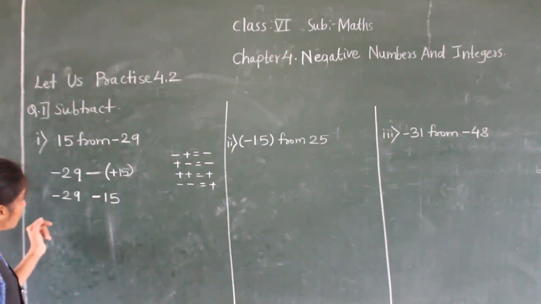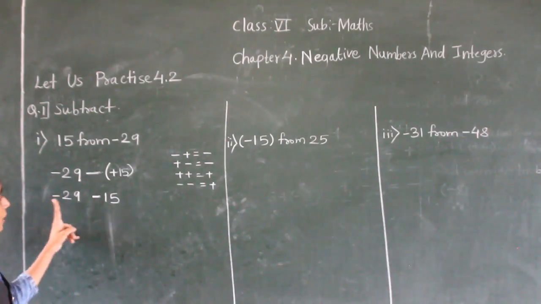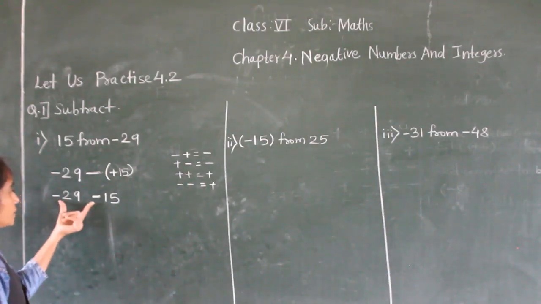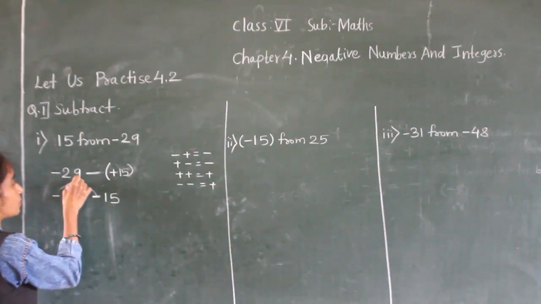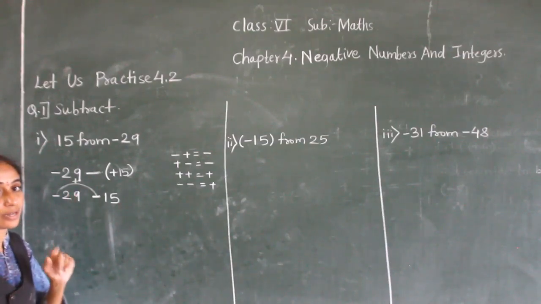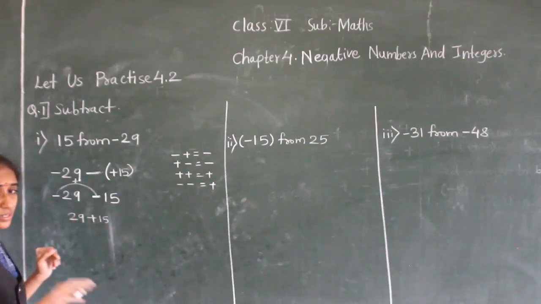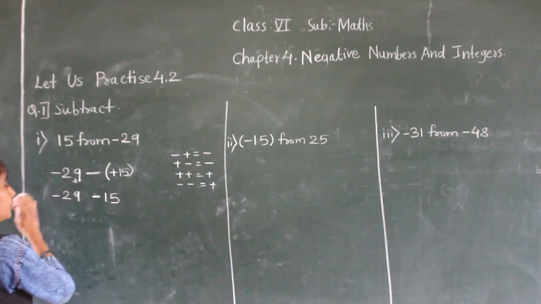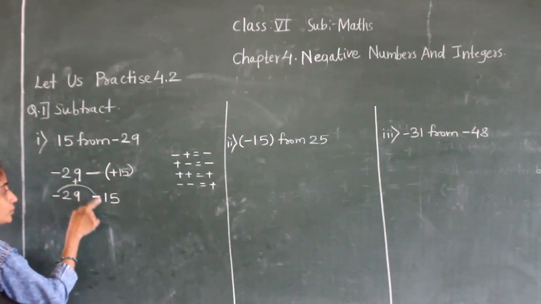Now what is our next step? Now see here, minus 29 and minus 15. Minus minus plus. So see, these minus and these minus, what are we going to do? Plus. But this operation we are going to do in mind. Don't write here minus minus plus or 29 plus 15. Don't write like this. Minus minus, do plus, in mind. Okay. So minus minus plus, we are going to do plus.